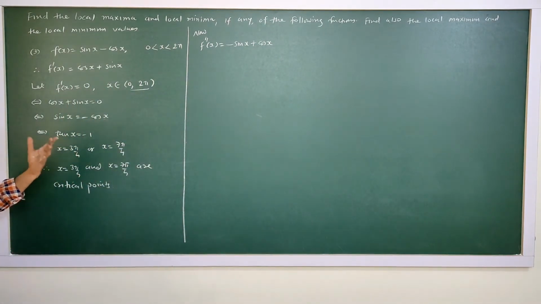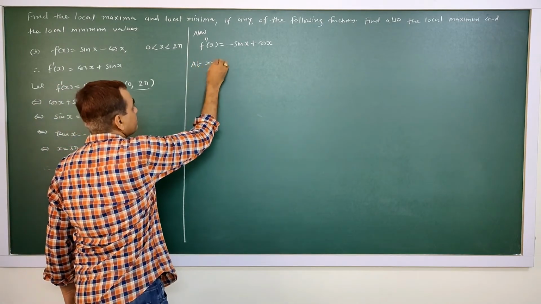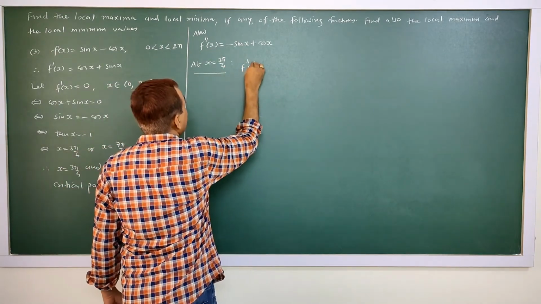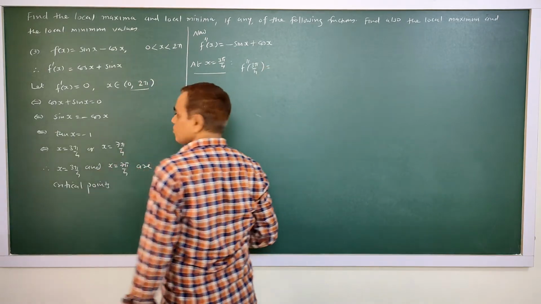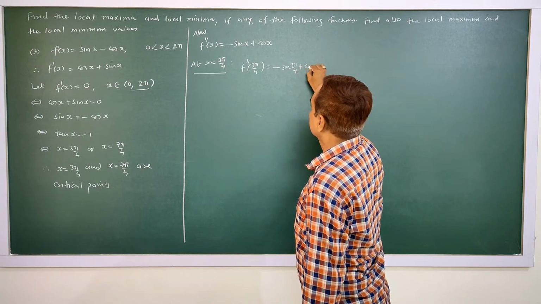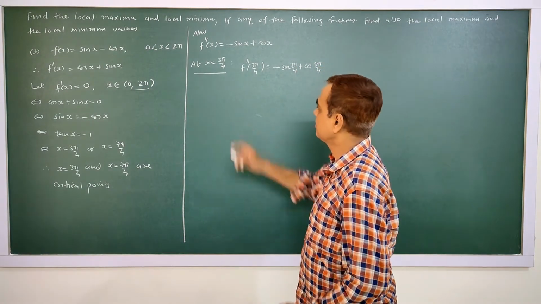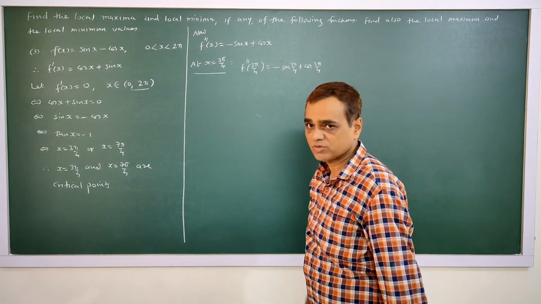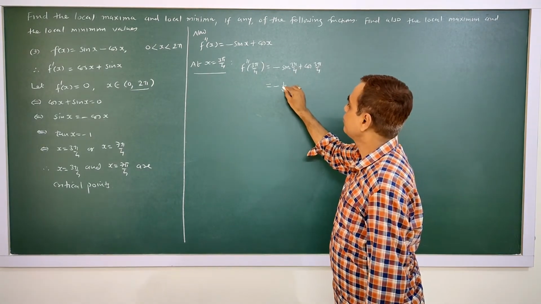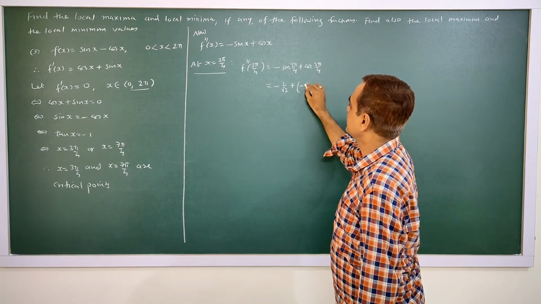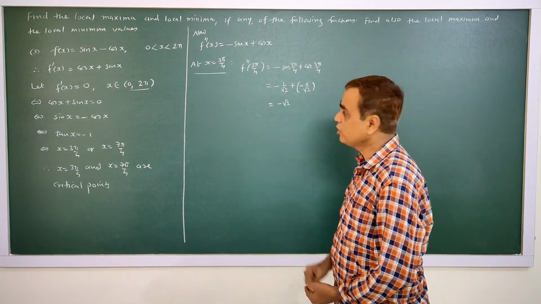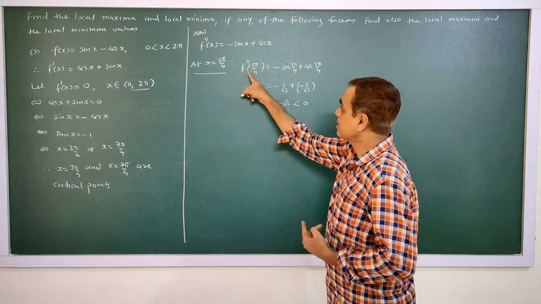First of all, we check at 3 pi by 4. So at x equal to 3 pi by 4, putting 3 pi by 4 in f double dash, f double dash of 3 pi by 4 is equal to minus sin 3 pi by 4 plus cos 3 pi by 4. That is equal to minus 1 by root 2 plus minus 1 by root 2. So this is minus 2 by root 2, so it is minus root 2. And look, this is negative. F double dash is negative.